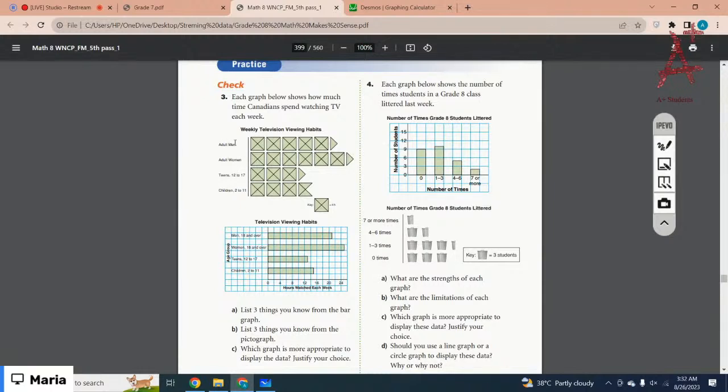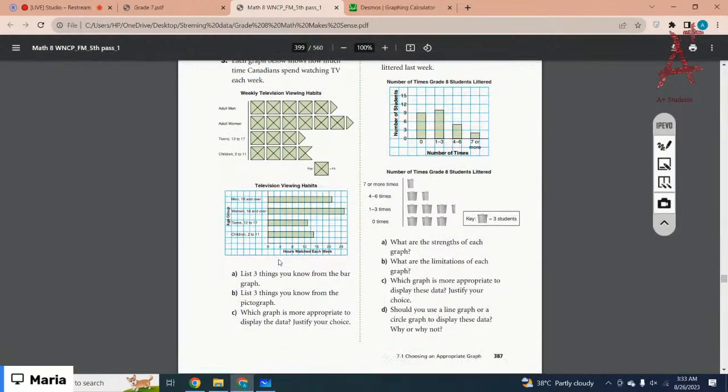right? Just look at the pictograph. Women 18 and over are the ones who watch the most TV. Also, men watch less TV than the women. Children 2 to 11 watch more TV than teens, right? That's information you can read from the graphs.